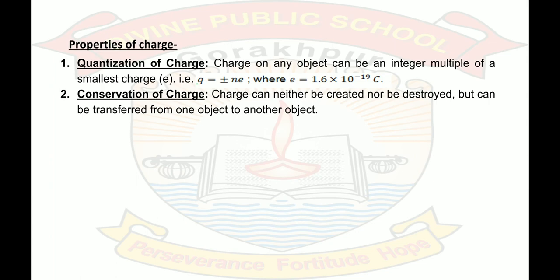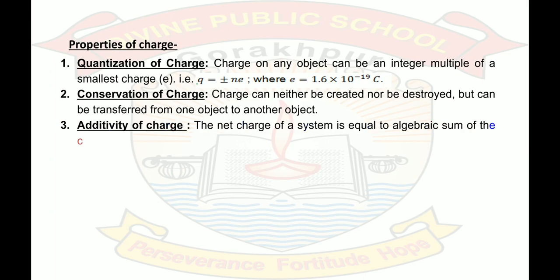The next property is additivity of charge. What is additivity of charge? Suppose a system has so many charges. What is the total charge of the system? Obviously, we add the charges, but while doing the addition we have to consider the sign also. So the net charge of a system is equal to the algebraic sum of the charges present in the system. We simply add those charges with their signs, and whatever the result is, that is the total charge of the system.